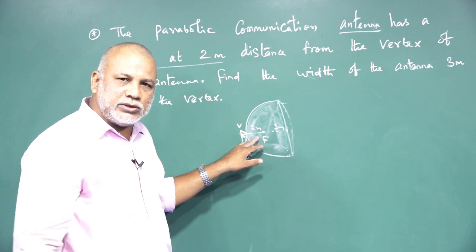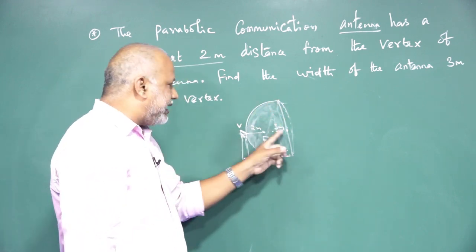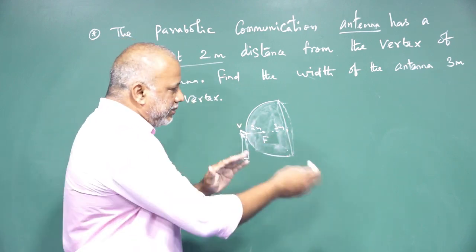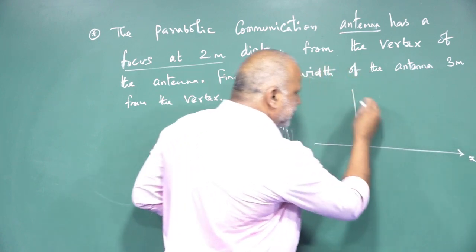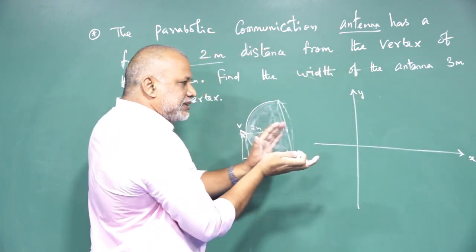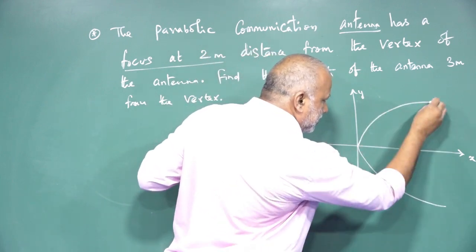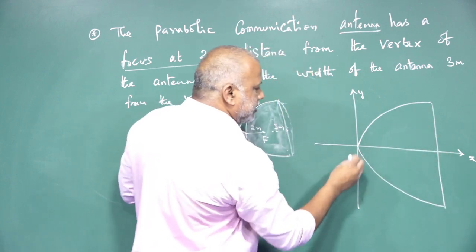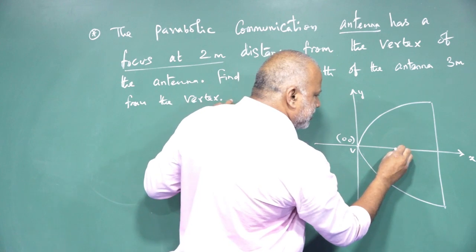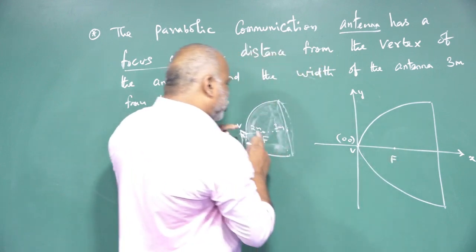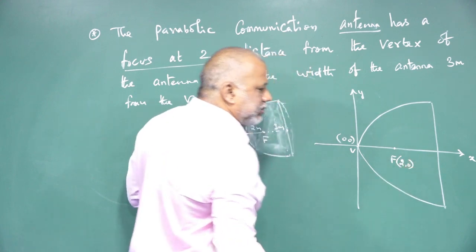So the focus is placed at 2 meters. Now again we are going to work out the width. From the vertex it has 3 meters. Now I am drawing a parabolic diagram here. I am considering this parabola as type number 1. This is the vertex V (0, 0). From this, the focus is placed at a 2 meter distance. In general, the focus is (a, 0). I am selecting (2, 0) here.